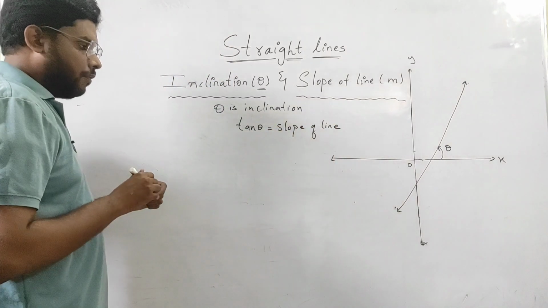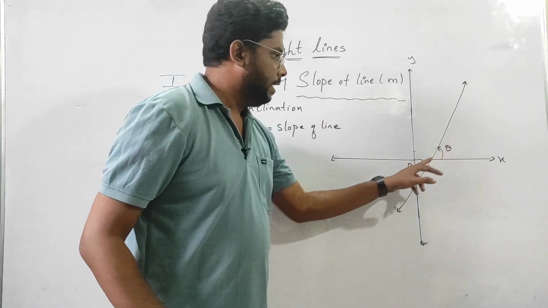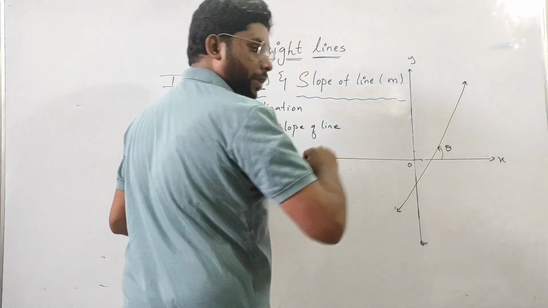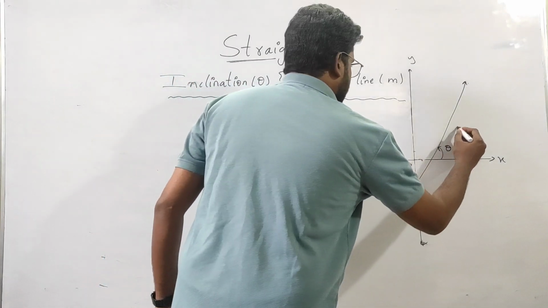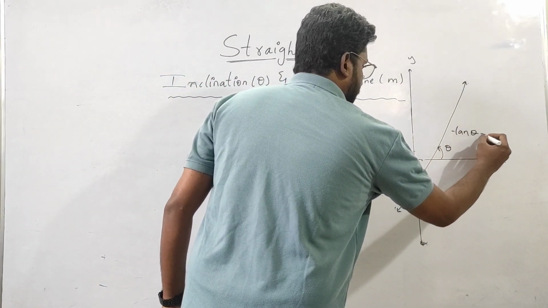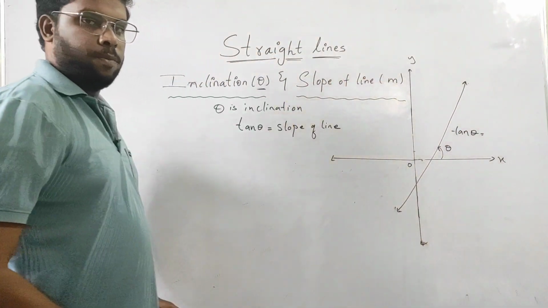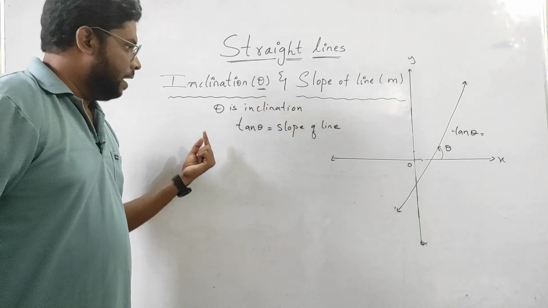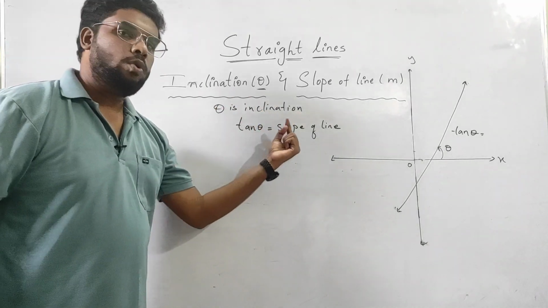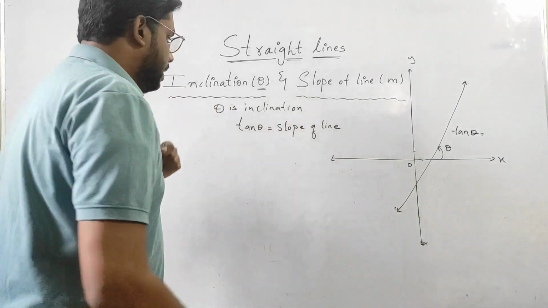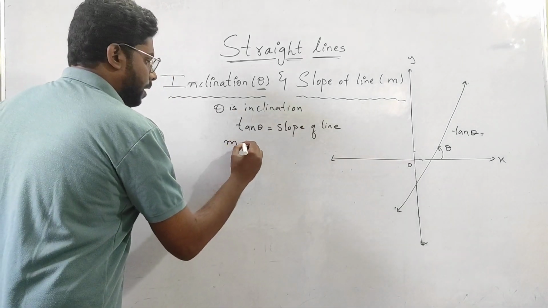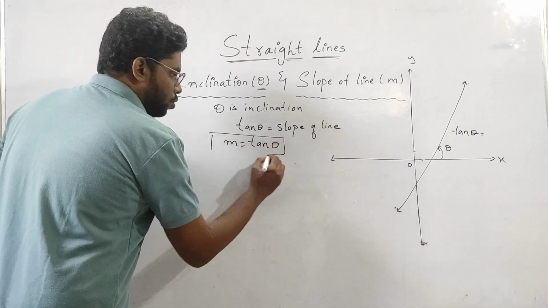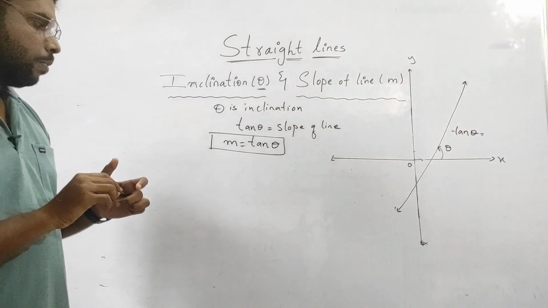What does it mean? If theta is the inclination of the straight line, then if we apply tan to it, tan theta is called the slope of the line. Simple. If theta is the inclination of the line, then tan theta is called the slope of the line. It is generally denoted by small m. m is equal to tan theta. So this is the slope of a line.